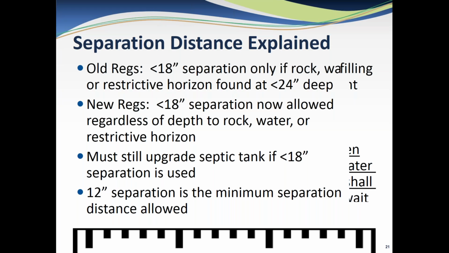In the old regs, a less than 18 inch separation was only allowed if the rock, water, or restrictive horizon was found at less than 24 inches deep. In the new regs, a less than 18 inch separation is now allowed regardless of your depth to rock, water, or restrictive horizon. You still have to upgrade the septic tank if a less than 18 inch separation is used, and a 12 inch separation is the minimum separation distance allowed. So now basically it doesn't matter the depth to your restrictive horizon, you can consider using a less than 18 inch separation but no less than 12 inches.